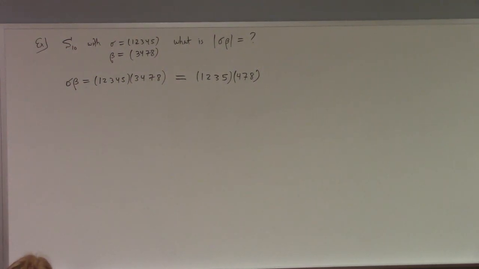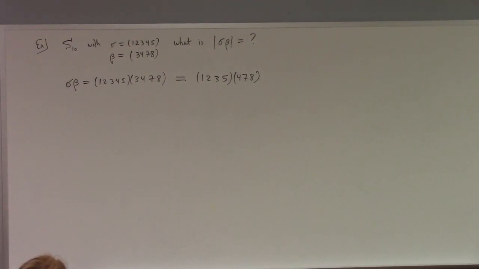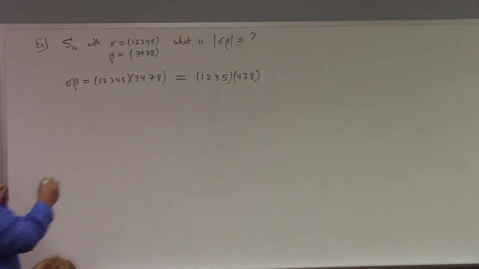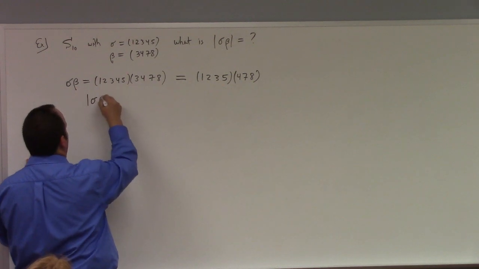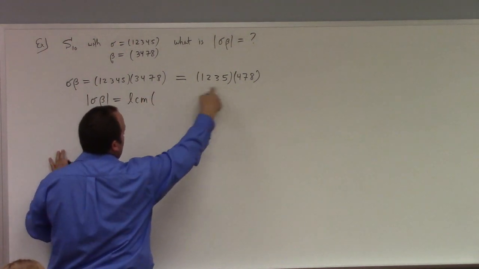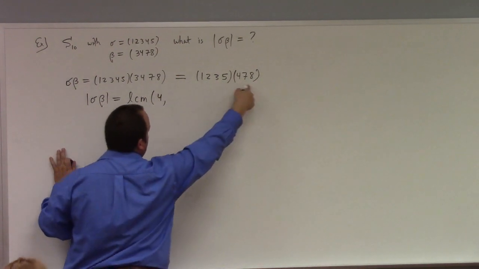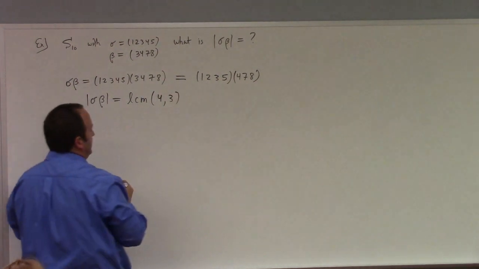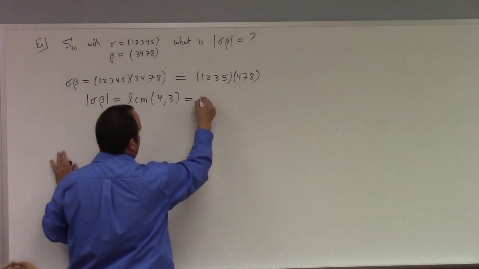So anyway, odds are very high it would take you longer to do that calculation right now. Am I right? Okay, that's fine. You're still learning. But that is what you get. And so what's the order of sigma beta? It is the least common multiple of 4 and 3, also known as 12.